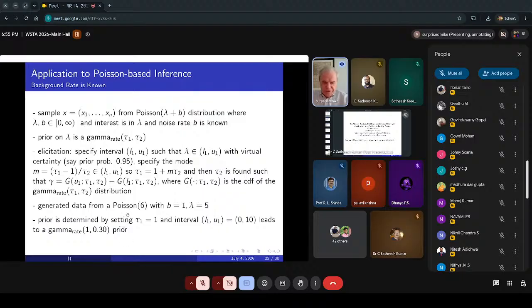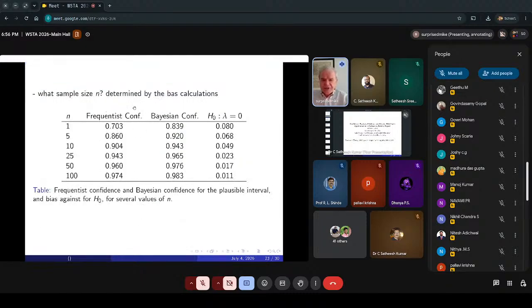Now, as an experiment, my co-author and I generated data from a Poisson(6), and that seems small, but this does correspond to something that happens in physics experiments, where they get very small counts. I'm supposing the true value of lambda is 5 and that b is 1. Basically, we wanted to test the hypothesis that there are no new particles. So we took an exponential, which has its mode at 0, so I know that tau1 is equal to 1. I specified the interval to be 0 to 10, and that elicitation procedure led to a gamma(1, 0.30) prior.